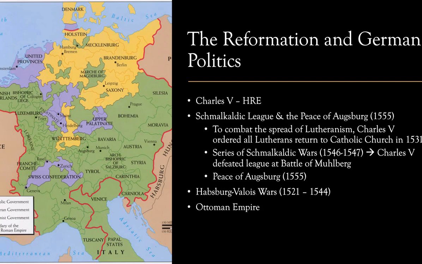But perhaps the most serious threat that Charles V had to deal with was the threat presented by the Ottoman Empire. As you might remember, the Ottoman Empire captured Constantinople in 1453, and that led to the fall of the Byzantine Empire. And shortly after this, the Ottoman Empire began to expand into the Balkans and make their way into Eastern Europe.